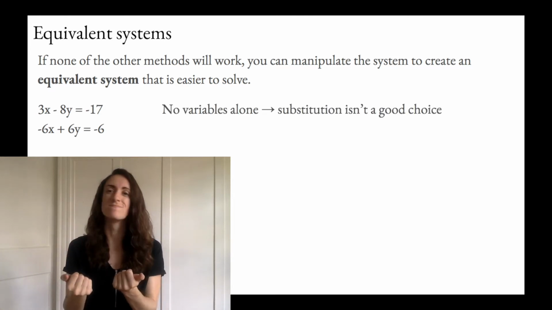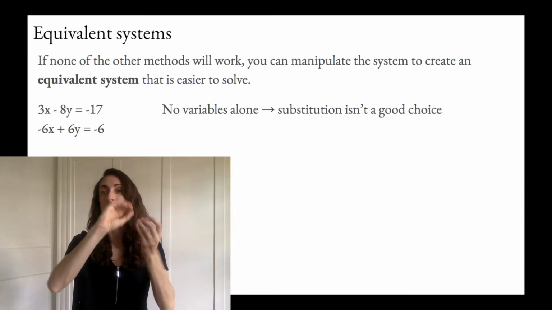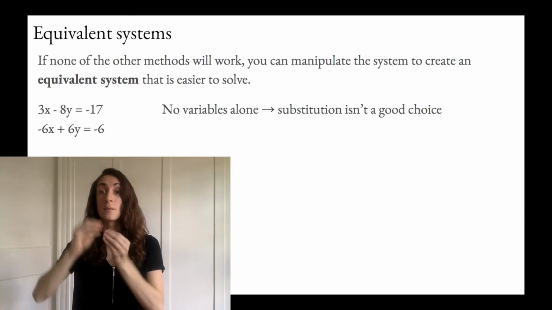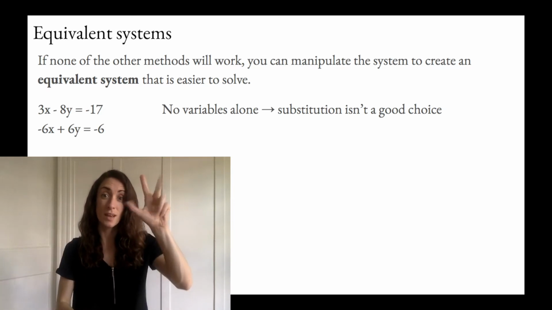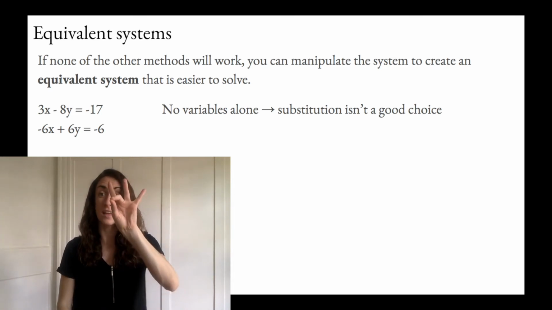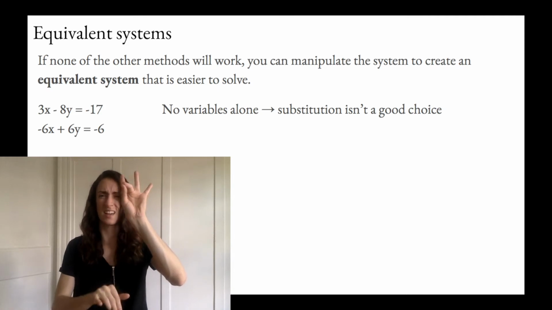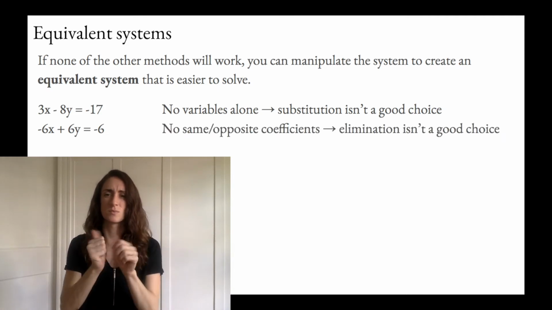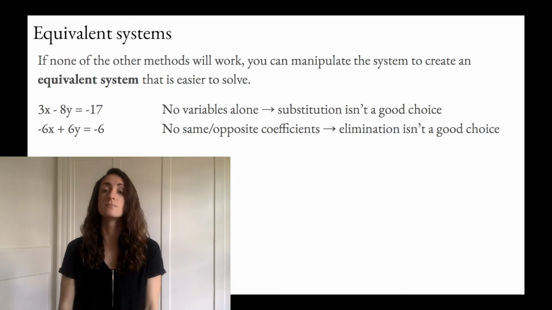The elimination method also isn't a good choice because we don't have any variables with the same coefficient or opposite coefficient in the two equations. We have a 3x and a negative 6x. We have a negative 8y and a 6y. So elimination isn't a good choice either. So what does that leave us with?